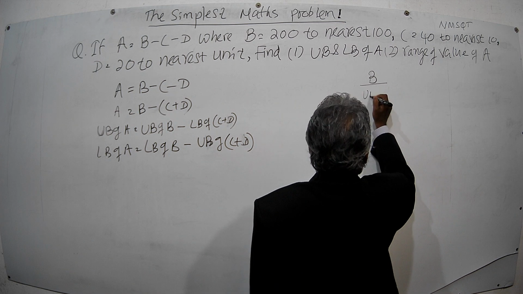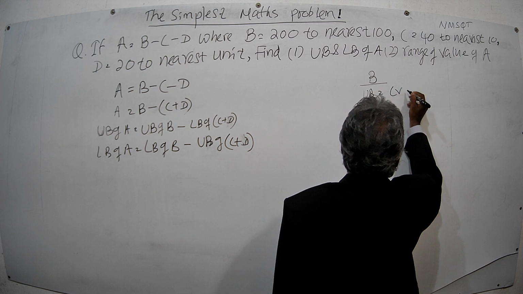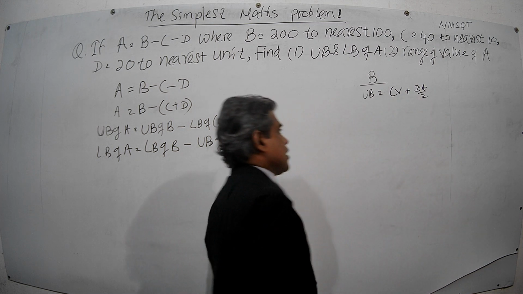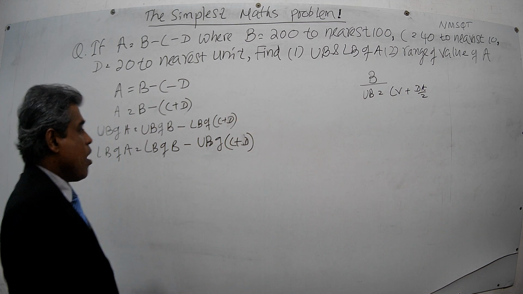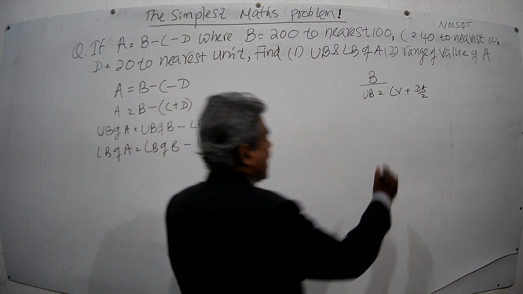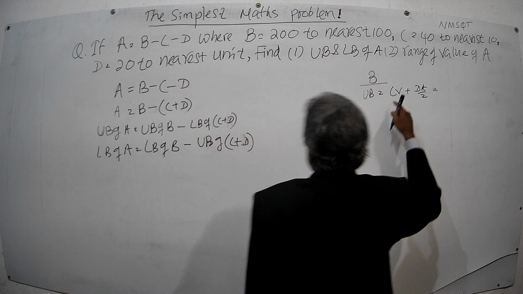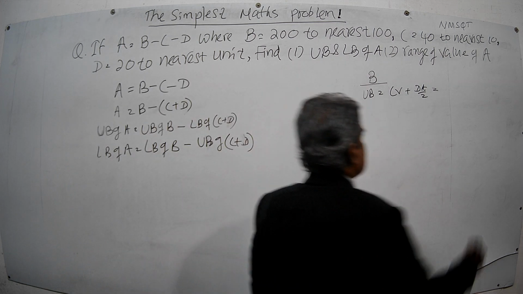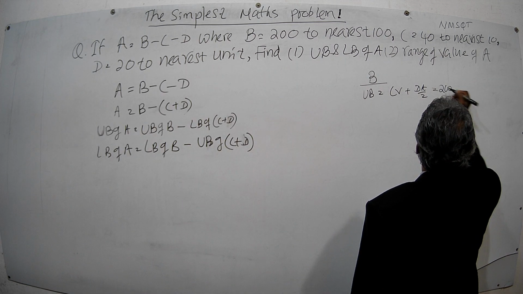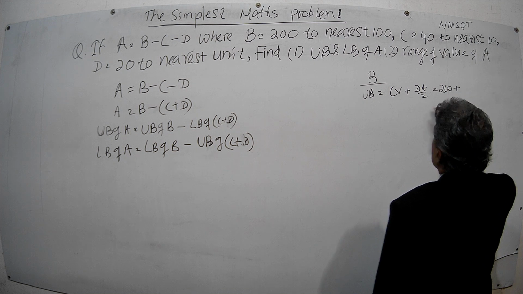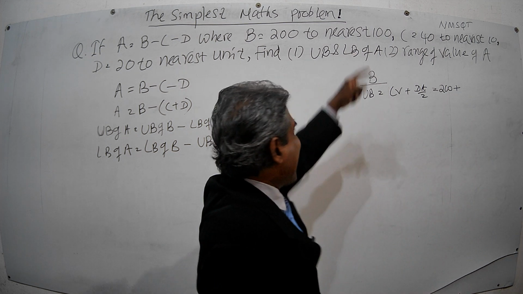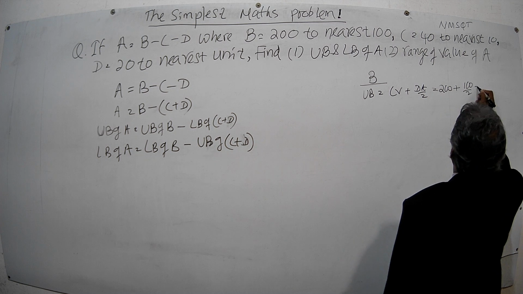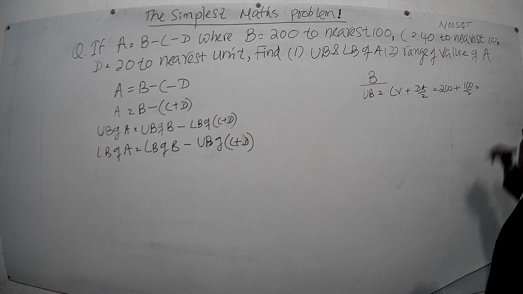Upper bound equals corrected value plus degree of accuracy over 2. Now find the upper bound of B. The corrected value of B is 200 to the nearest 100. Then it's 200 plus the degree of accuracy, which is 100 to the nearest 100, divided by 2. Then you are getting 200 plus 50, 250.